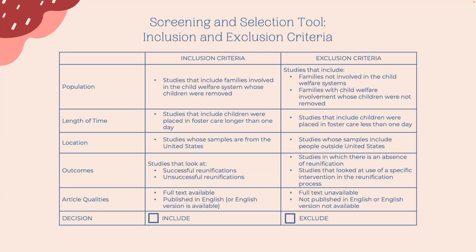I also included studies that specifically looked at successful and failed reunifications. So if a study did not include reunification, or if the study looked at specific interventions in the reunification process, those studies were excluded. Finally, I included studies whose full text was available to read and studies published in English or that had an English version available. Studies in which the full text was not available or there was no option for an English version were not included.